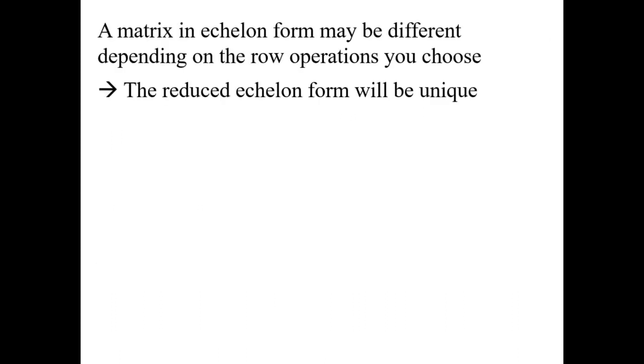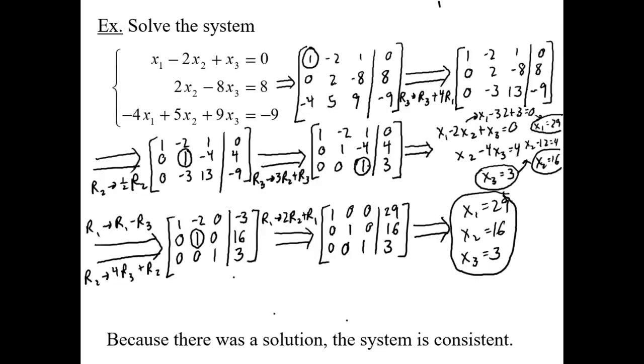A matrix in echelon form may be different depending on the row operations you choose. As we went through this problem, we made certain choices, and we could have made different choices. I would say that I made the choices to make this as easy as possible, but there's certainly other choices we could have made. We would have ended up getting a different echelon form matrix. It wouldn't change our answer any, but the echelon form might have looked different depending on the choices we made. Echelon form matrices are not unique.